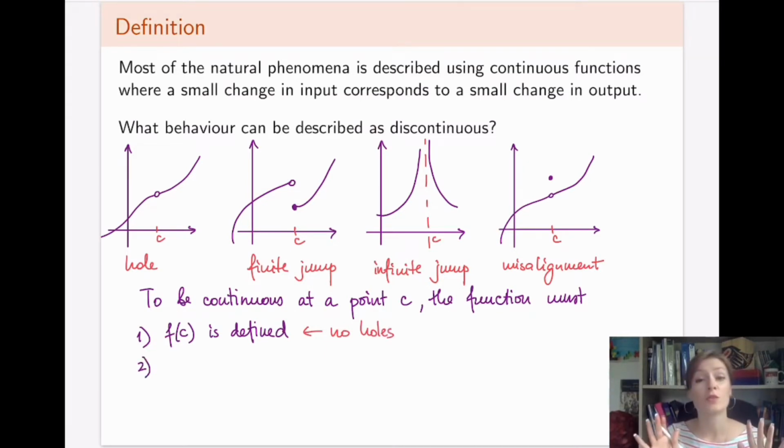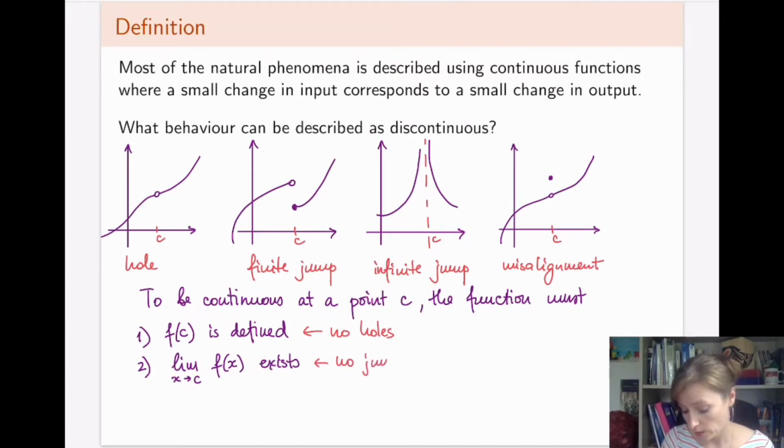Then I would also like to avoid having jumps, finite or infinite. The finite jump can be described as the limit on the left not being equal to the limit on the right. The infinite jump can be described as the limit at that point not existing at all. It equals infinity, which is not a number, so it can be described as not existing. So in order to avoid both types of jumps, I can simply ask that the limit of the function as x approaches c exists. And demanding that it exists will then guarantee that my function has no jumps.